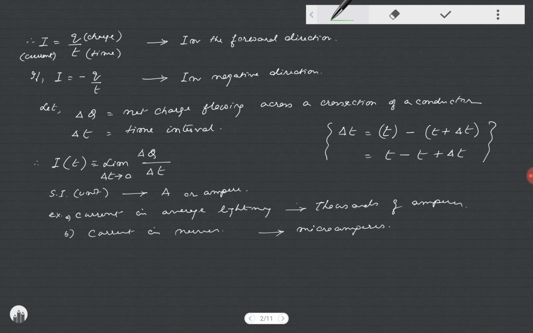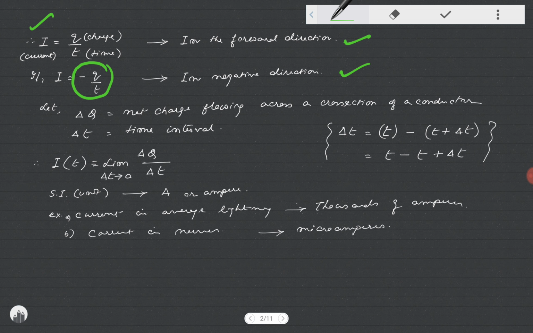Therefore I is equal to q by t. I means the current, q is the charge and t is the time, in the forward direction. If I is equal to minus q by t, then it is in the negative direction.